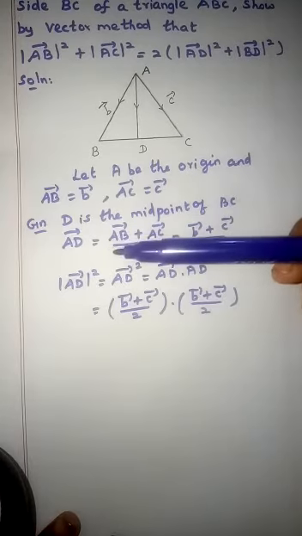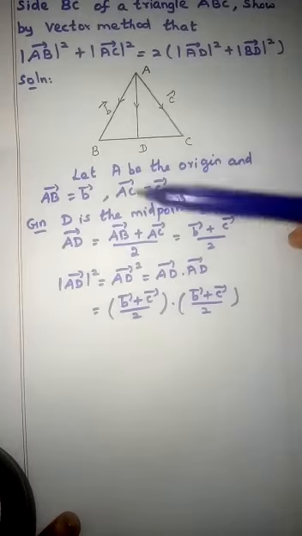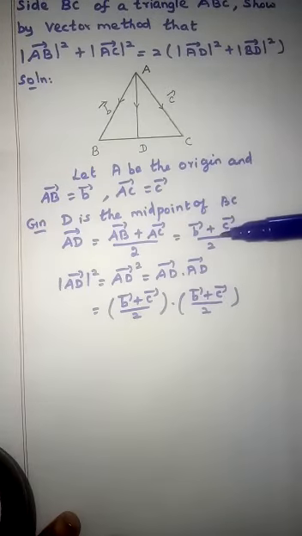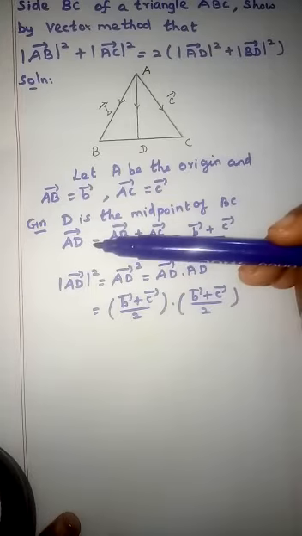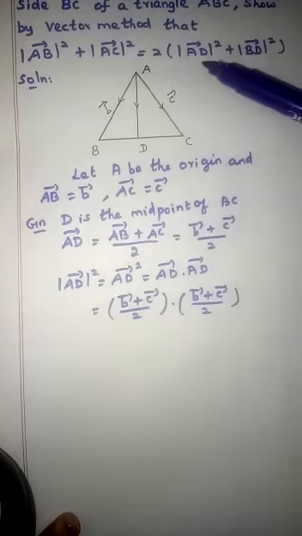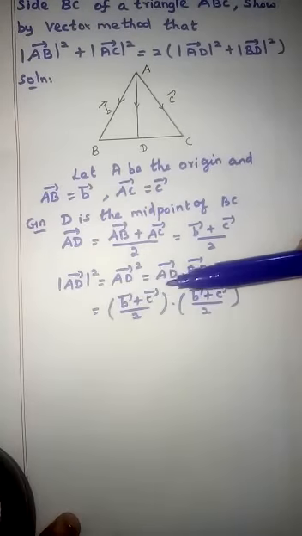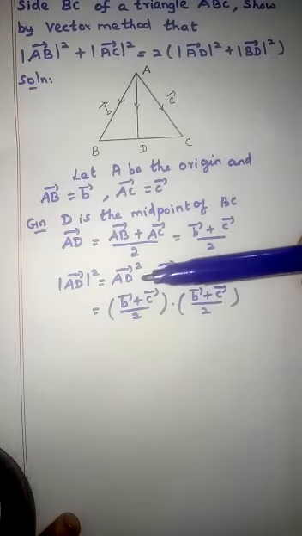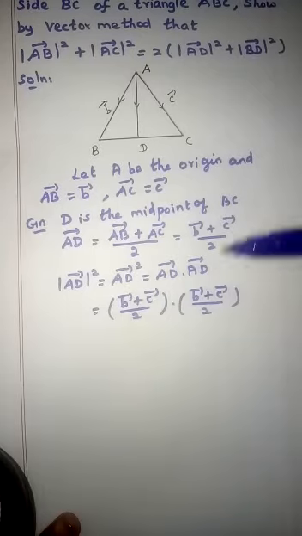AD vector is equal to what? The average of the position vectors of B and C. So it will be (AB vector + AC vector) by 2, that is (b vector + c vector) by 2. Now you can find |AD|² the whole square. This term I am finding now. When there is a square you can remove the modulus, so AD vector squared is AD vector dot AD vector.